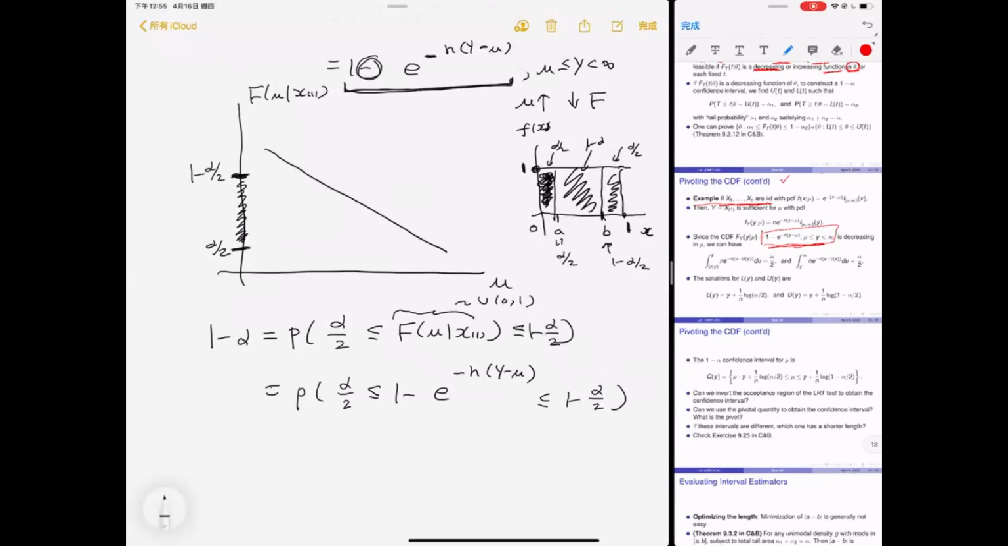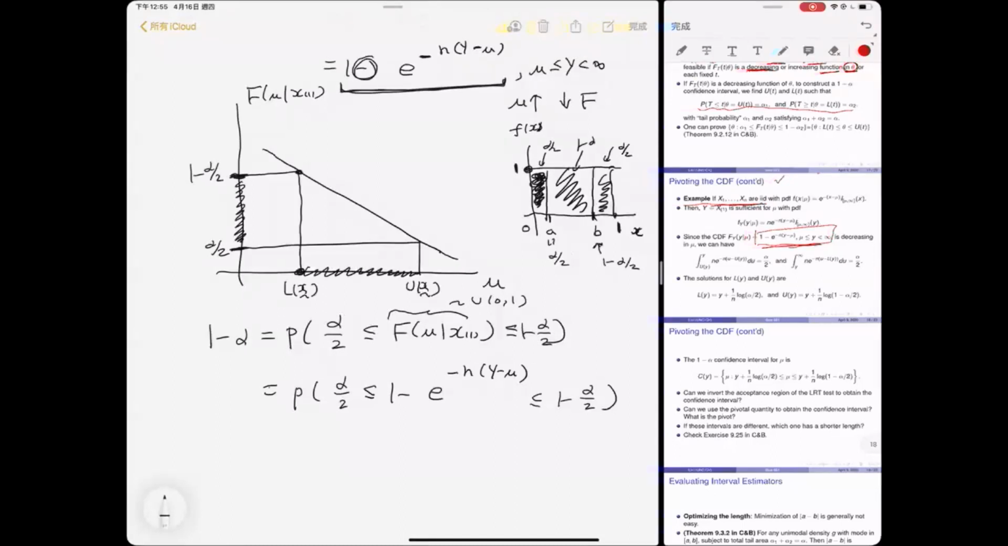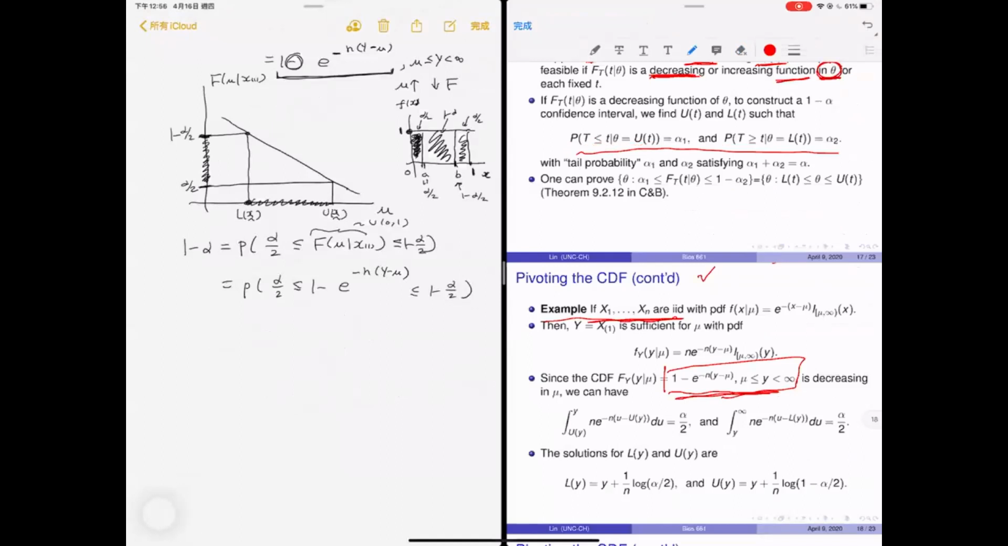Then, because of the monotone decreasing function, you can use that to solve for mu in terms of the lower bound and then the upper bound of that domain, which gives the 95% confidence interval. I write it here really just in a general way of talking about how you are going to find the lower bound and upper bound.